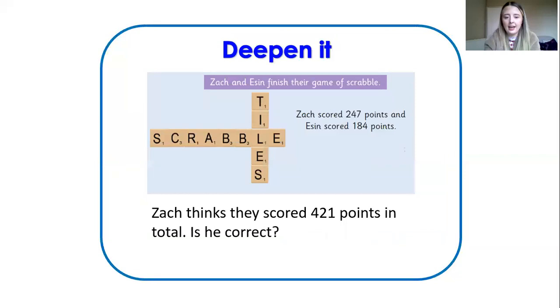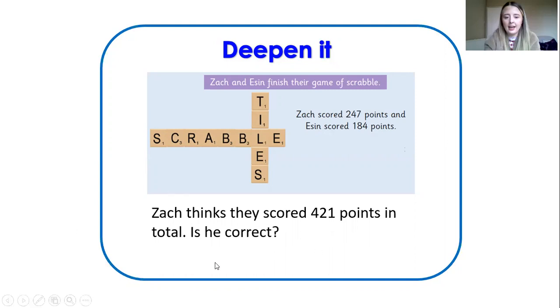Zach and Essen finished their game of Scrabble. Zach scored 247 points and Essen scored 184 points. Zach thinks they scored 421 points in total. Is he correct? So Zach's probably very happy because he's clearly won, hasn't he? Because he scored more points.